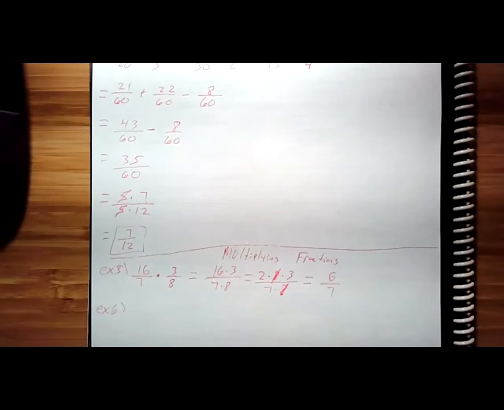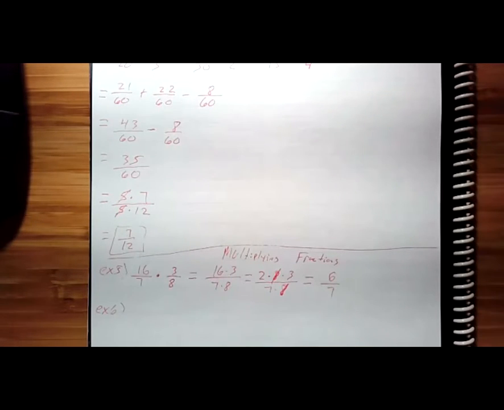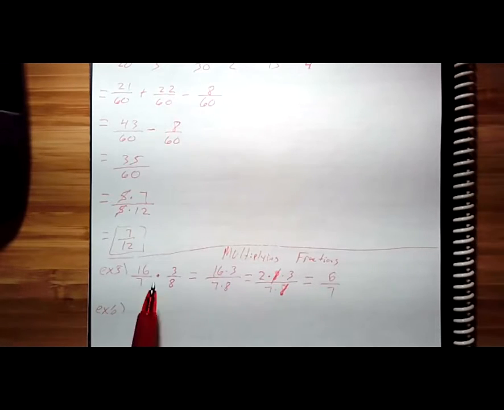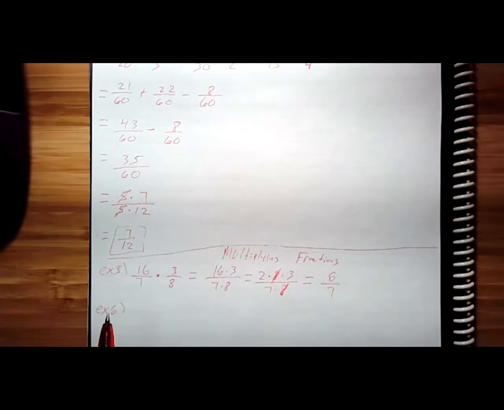Any questions on number 5? Remember that when you're multiplying, you don't worry about LCD. That doesn't come up. That is only for adding or subtracting. Here you just put them together, reduce them, and you're good. Multiply. Straight across.